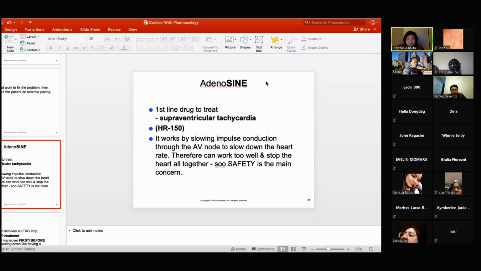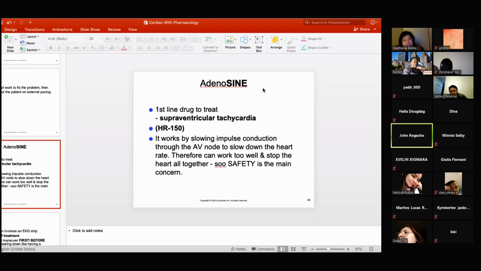Adenosine. Adenosine is the opposite. This is supraventricular tachycardia. So what does this mean? The heart is pumping very fast. So what do you want to do? You want to slow it down.